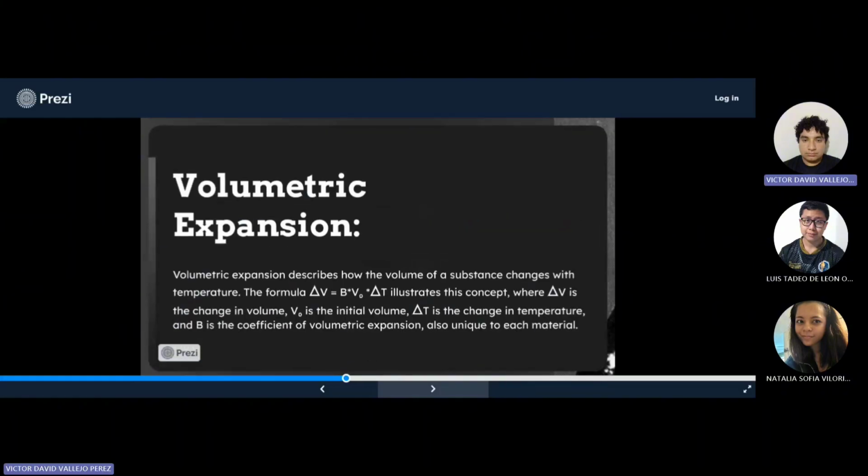Volumetric expansion. Volumetric expansion describes how the volume of a substance changes with the temperature. The formula ΔV equals βV multiplied by ΔT illustrates the concept, where ΔV is the change in volume, V is the initial volume, ΔT is the change in temperature, and β is the coefficient of volumetric expansion, also unique to each material.